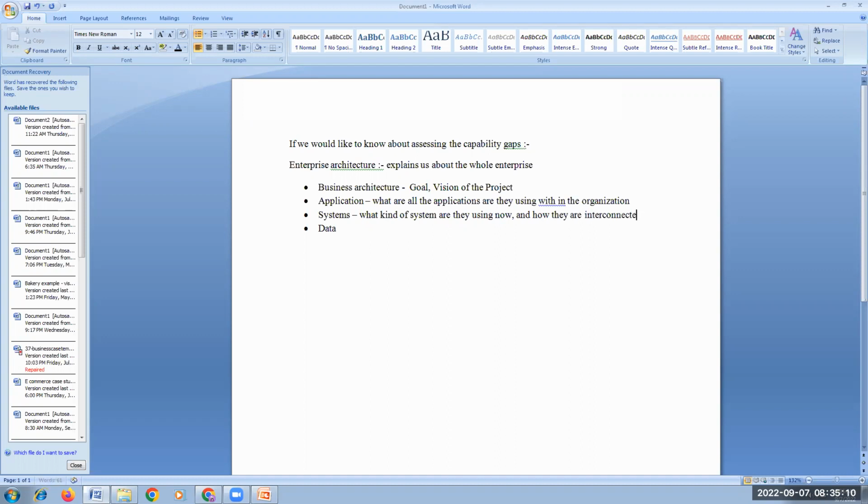So that's what is required, because if you want to run any application, there is a system required. In simpler terms, I can say hardware and software, right? So what are the hardware systems? What are the software systems? All these things come under systems architecture. So business architecture is the first thing, where we must know about the goal and vision of the project. Second, application architecture, which majorly focuses on what the applications are.